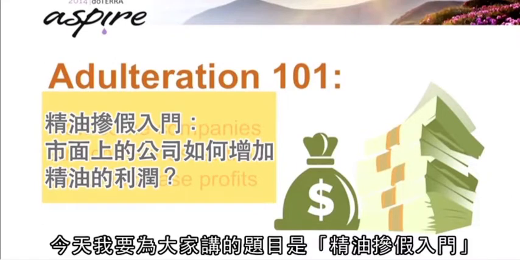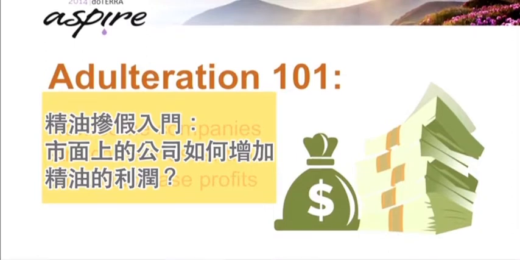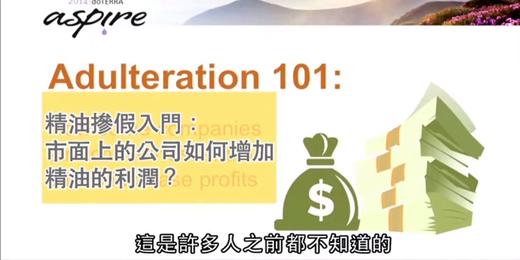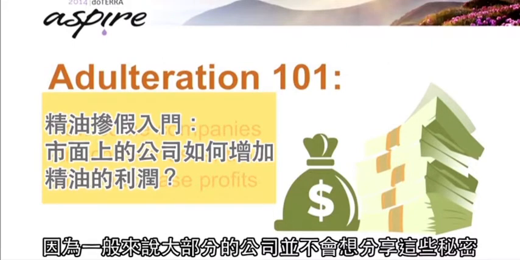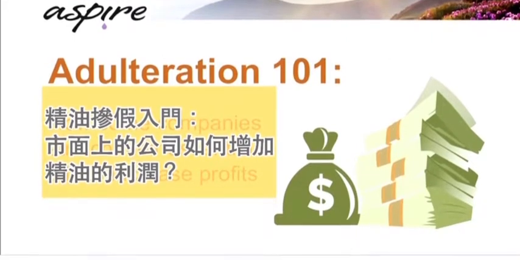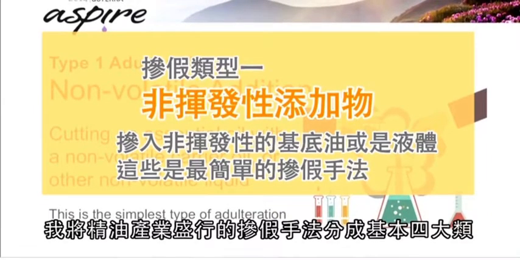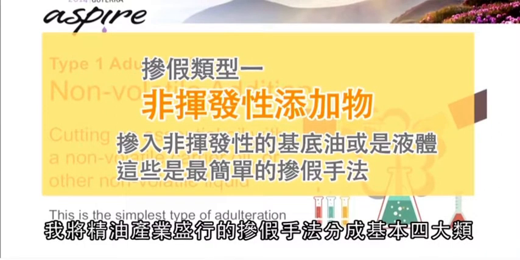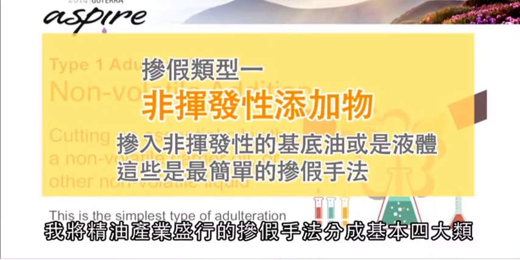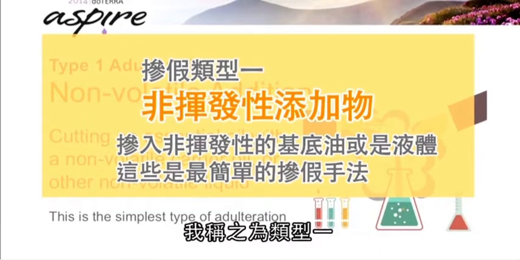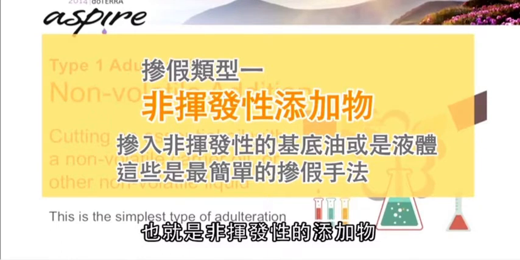I'm going to title this lesson Adulteration 101. And you're going to learn some things about essential oil chemistry that most people will never learn, or until now, because companies generally don't like to share these kind of secrets. So I've classified 4 basic types of adulteration that occur in the essential oil industry. And I'm going to start talking about the simplest type, which I call type 1, or non-volatile addition.